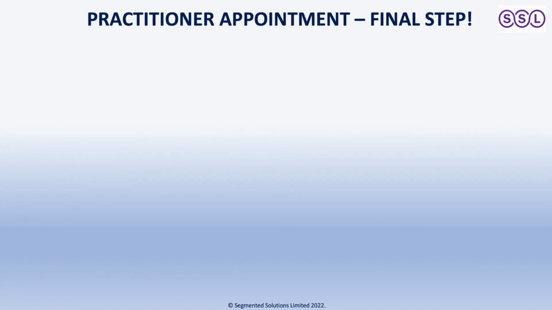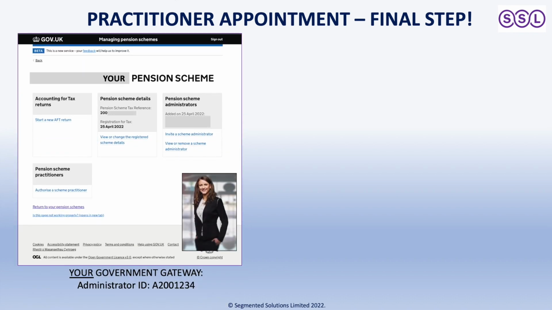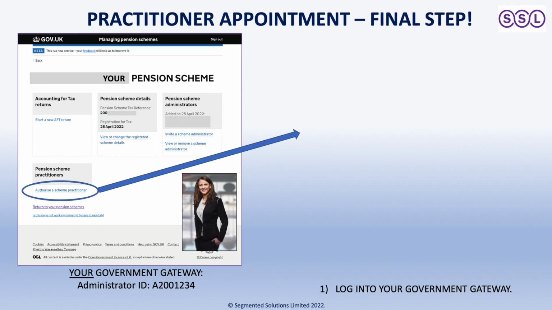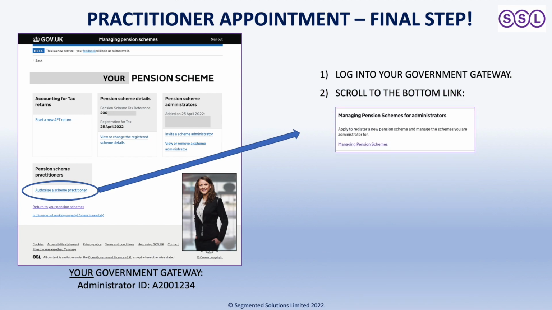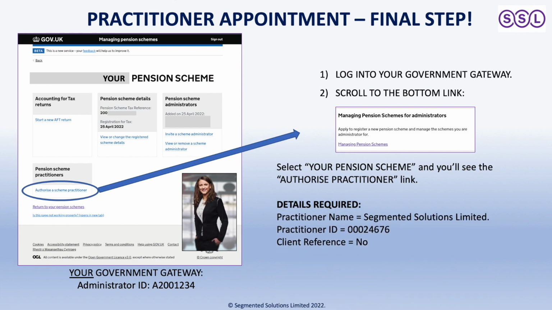The final step is the practitioner appointment, and this is where you log into your gateway, and what you're trying to do is to find the Authorize a Scheme Practitioner link. And again, simple process. You log into your gateway, you scroll to the bottom to click on Managing Pension Schemes, you then find your pension scheme, and then you'll see the Authorized Practitioner link as shown on the screen here. Then you put in the details. Our practitioner name is Segmented Solutions Limited. The ID is 000-24676, and it'll ask you for a client reference, and you just say no.